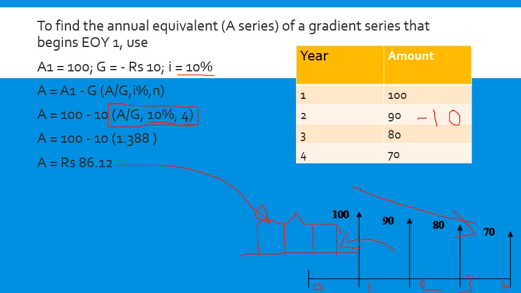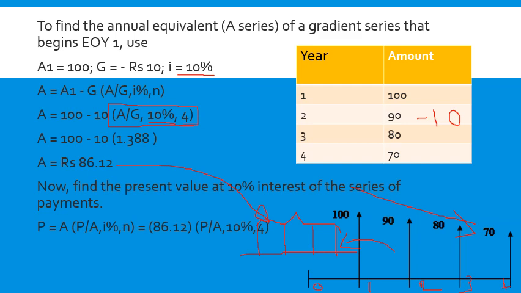But that is not the question. Now the question is how to convert this into P. If it is to be converted into P, follow the same procedure we followed in the previous example. Multiply this by P/A, I, N. To get that, P is equal to A multiplied by P/A, I, N. What is this A? This A is 86.12. Substitute that here. P/A, 10, 4. I is 10%, same value. N is the same 4 years.